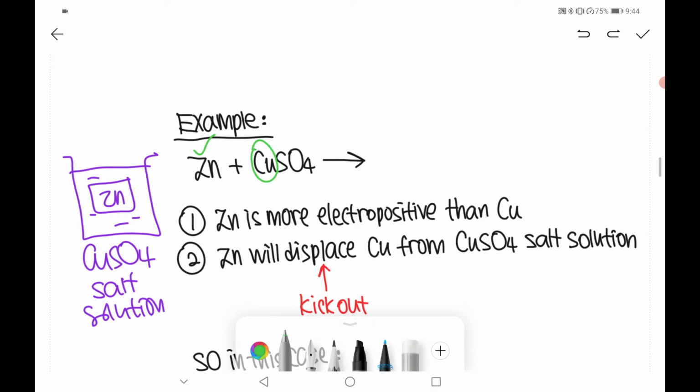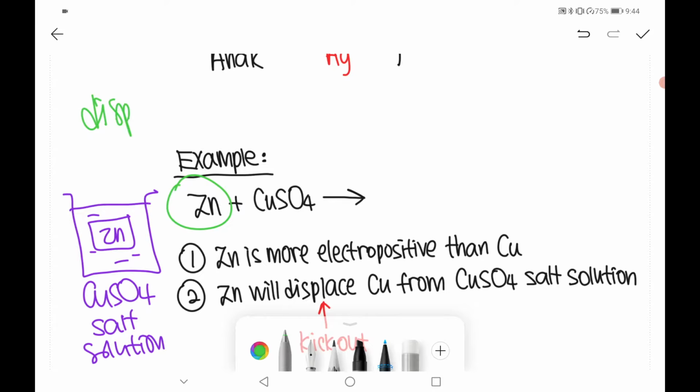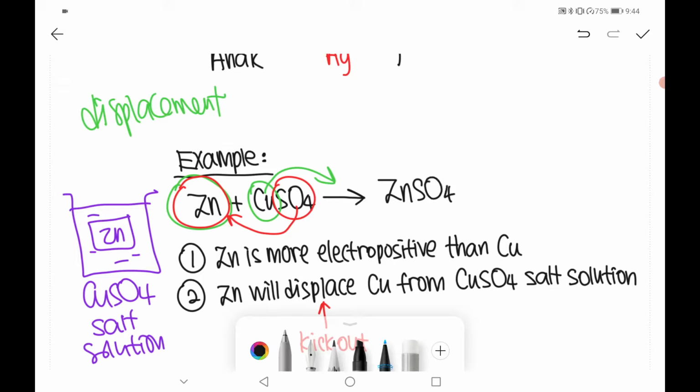Which means zinc is a more powerful gangster. So when zinc is the more powerful gangster, what will the zinc do? This will be a displacement. The zinc will kick the copper out and rob the girlfriend, the SO4. Zinc will take the girlfriend, SO4, and kick the copper away. So you will get ZnSO4.